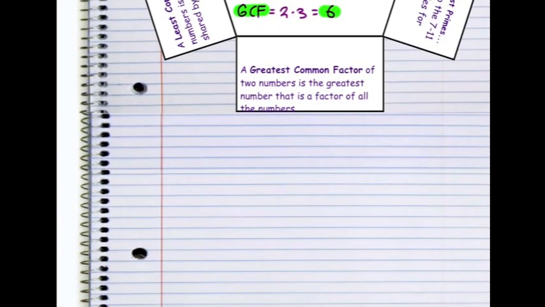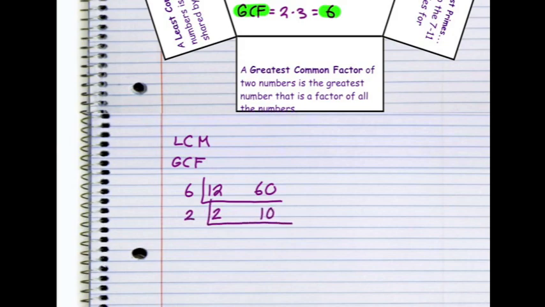So on the bottom half of your paper, you can go ahead and work this out with me. I'm going to do the LCM and the GCF for the numbers 12 and 60. So I'm going to draw my ladder. A number that I see that both have in common is 6. So 12 divided by 6 is 2. 60 divided by 6 is 10. Another number they have in common is 2. 2 divided by 2 is 1. 10 divided by 2 is 5. I have no more numbers in common, so I'm going to draw my L.